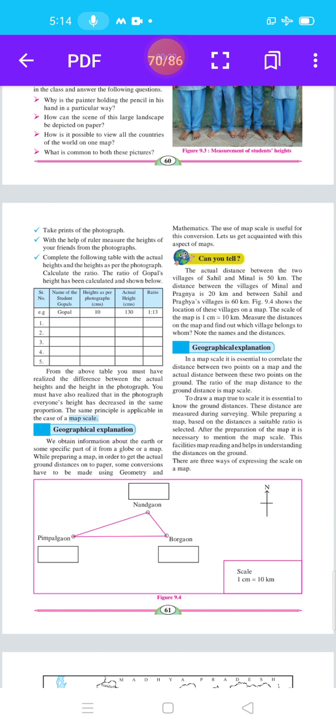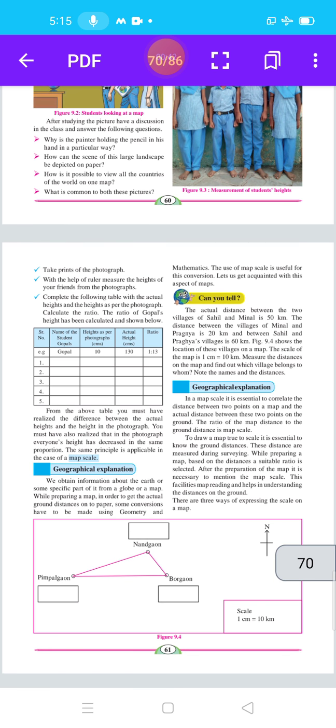Now let us start the geographical explanation. In a map scale, it is essential to correlate the distance between 2 points on a map and the actual distance between these 2 points on the ground. Here, students, the difference between points on the map and the actual difference between ground points. The map scale is the ratio of the map distance to the ground distance.